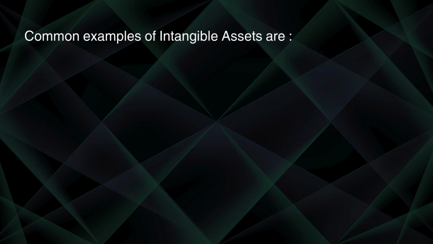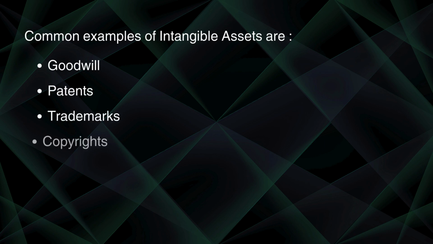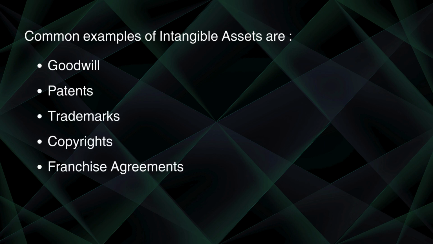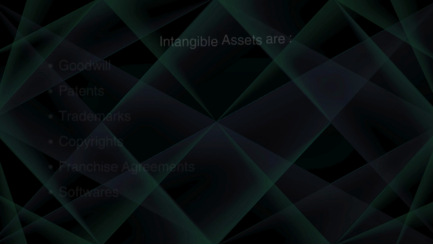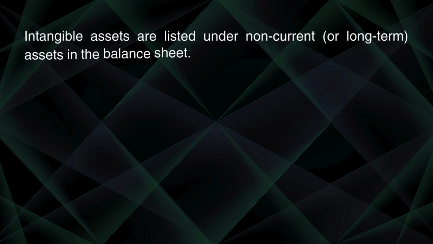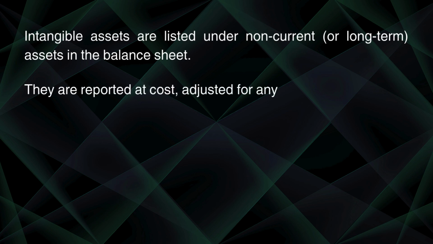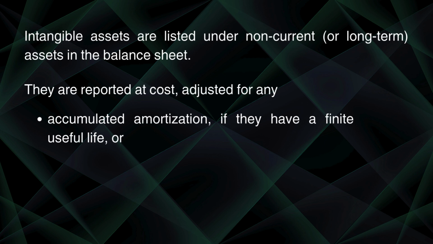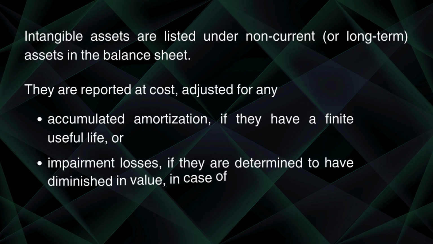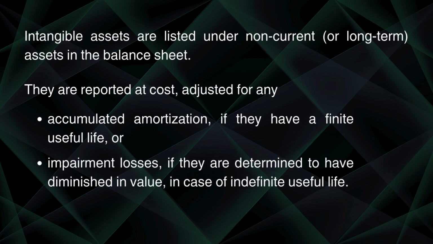Common examples of intangible assets are goodwill, patents, trademarks, copyrights, franchisee agreements, or maybe softwares. Intangible assets are listed under non-current or long-term assets in the balance sheet. They are reported at cost, adjusted for any accumulated amortization if they have a finite useful life, or impairment losses if they are determined to have diminished in value in case of indefinite useful life.